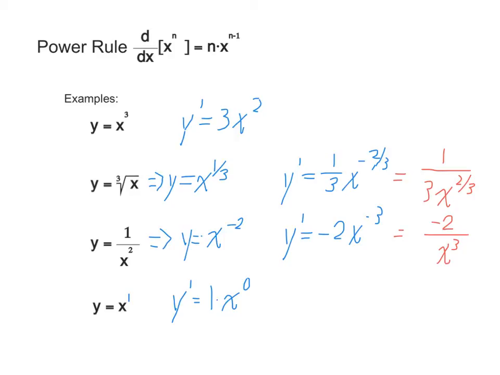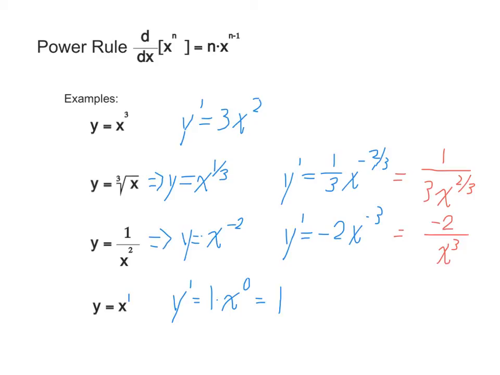Now, anything to the 0 has a special property. Do you remember what it is? If you thought 1, that was correct. x to the 0 power equals 1, which means the derivative itself is 1.